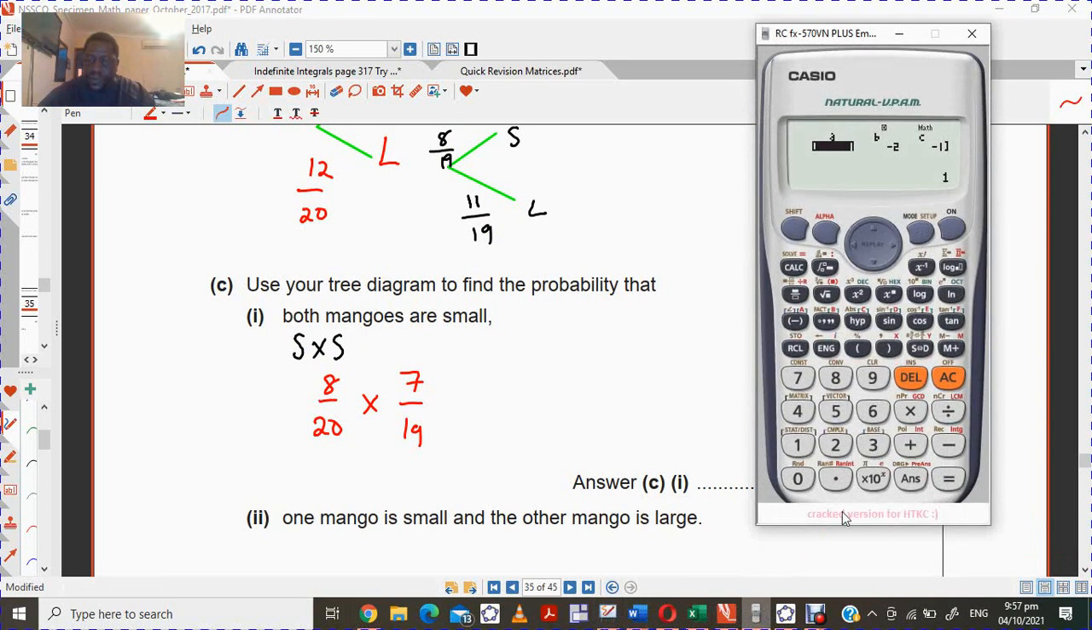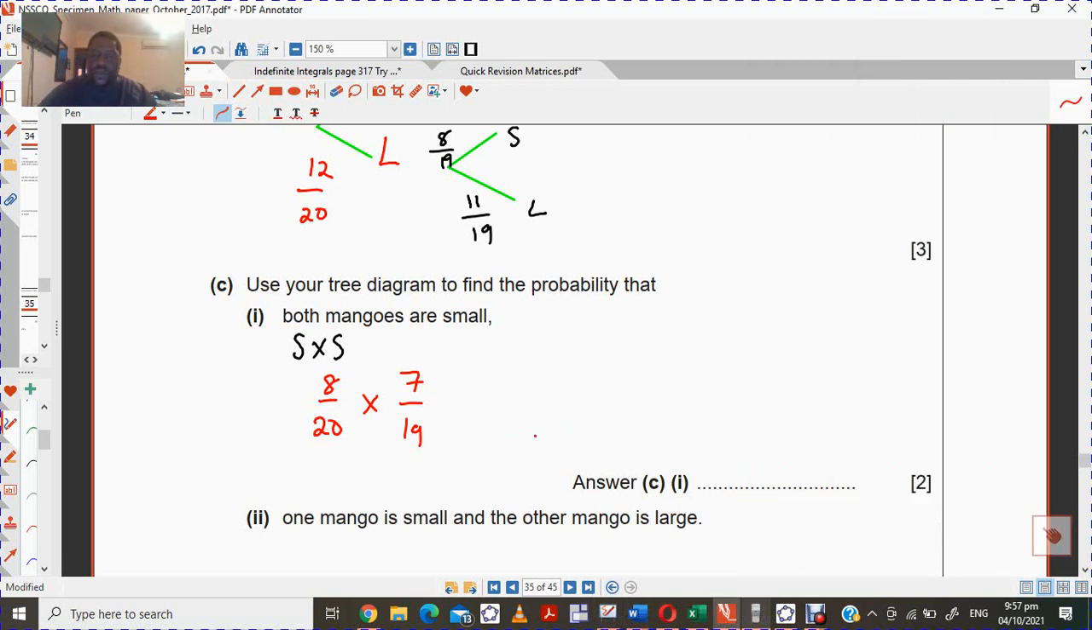That's going to give us the probability. So let's just make sure our calculator is correct. So it's 8 over 20 times 7 over 19. That's 14 over 95. Okay, that's what you do right there.